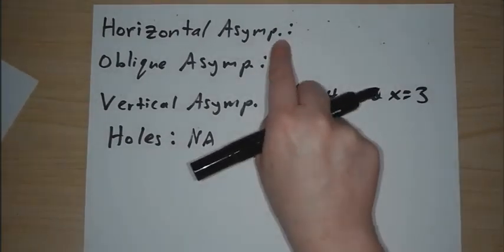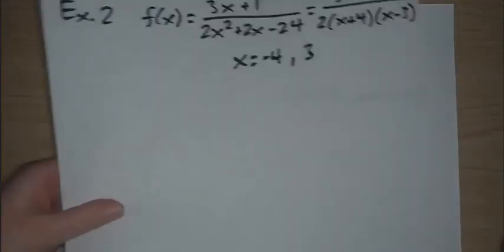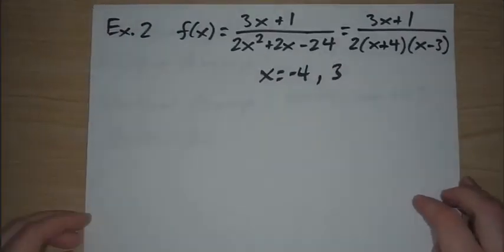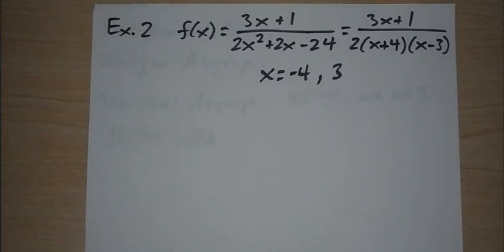So next we need to check for horizontal or oblique asymptotes. How we're going to do that is we're going to look at the degrees of the numerator versus the denominator.